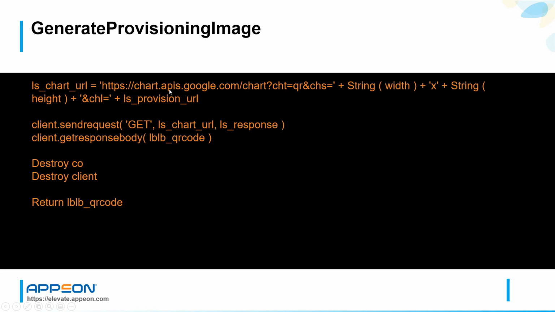Now here's a chart API that Google has available that creates QR codes. All I need to do is pass in the value that I want to convert into a QR code, and then indicate what size I want it to be.